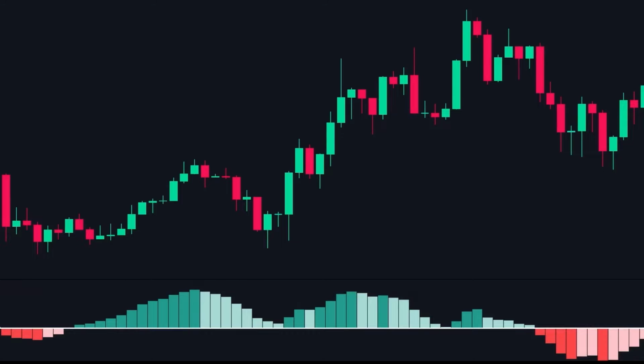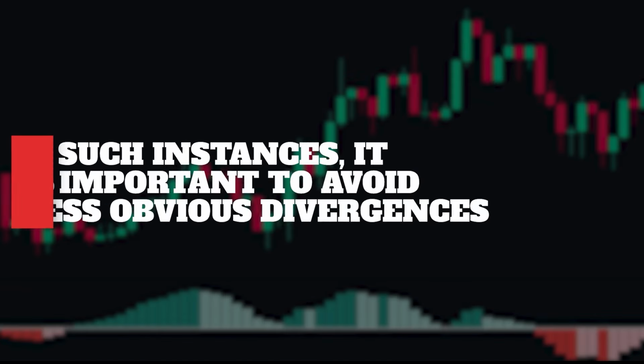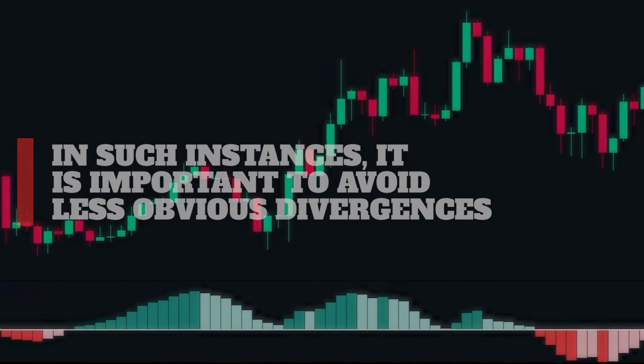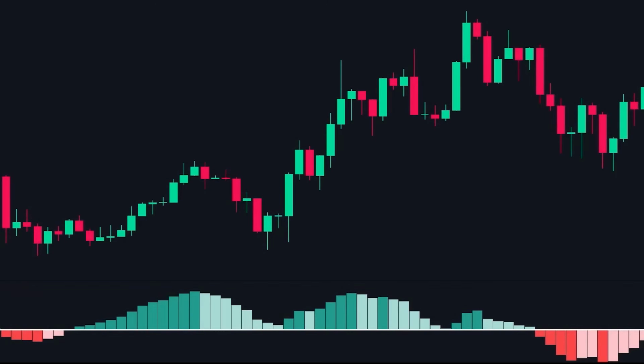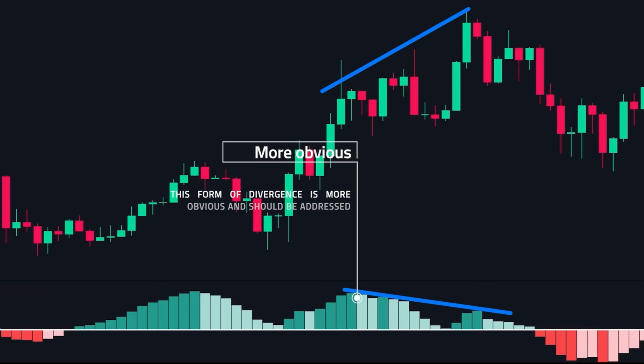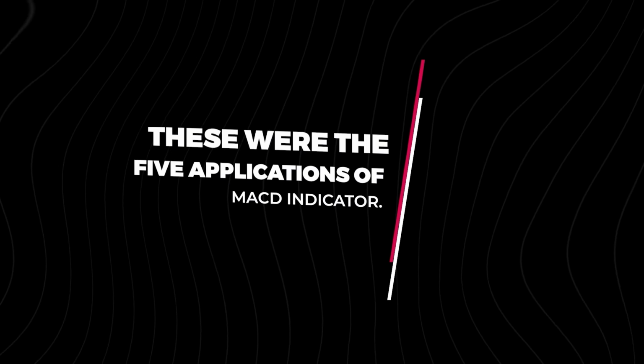In such instances, it is important to avoid less obvious divergences. A noticeable divergence occurs when the price makes higher highs and the MACD makes lower highs. This form of divergence is more obvious and should be addressed. Clear divergences can be quite powerful and effective. These were the 5 applications of the MACD indicator.